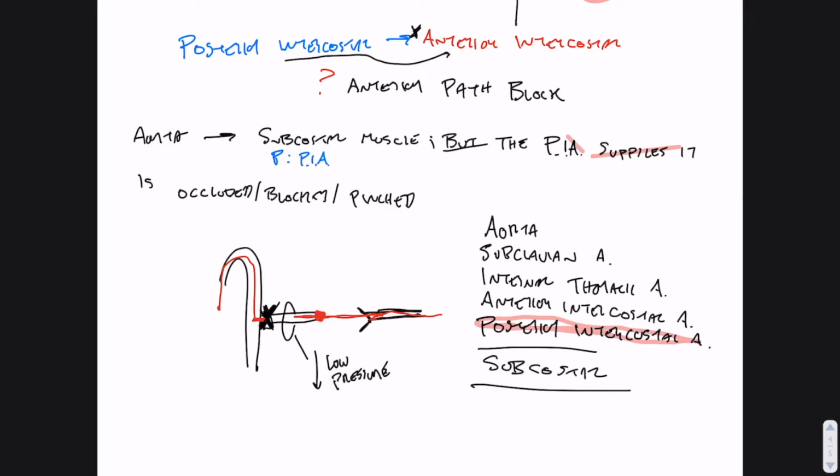So that's how you use a collateral circuit to get to a subcostal when there's a blockage. And the same thing can happen the opposite way. If we needed to go to an anterior muscle, but the anterior pathway was blocked, you would just go through the posterior pathway and force it through into the anterior pathway. So that's what a collateral circuit looks like.